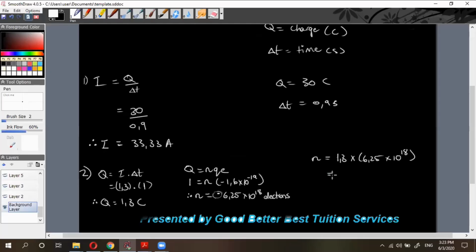If I go back to the question to describe what they were asking, question 1.2 said, how many electrons pass through any point of the circuit in 1 second? If we perform this calculation, we get an answer of 8.13 times 10 to the power of 18 electrons.